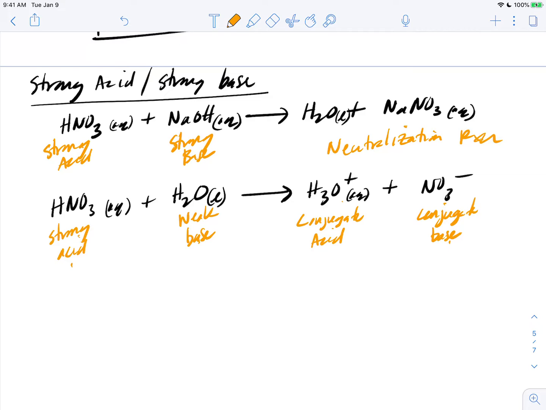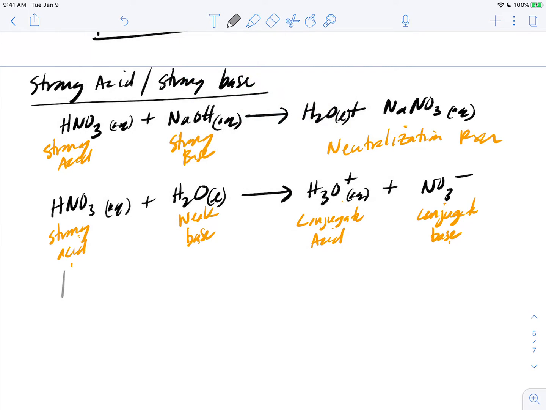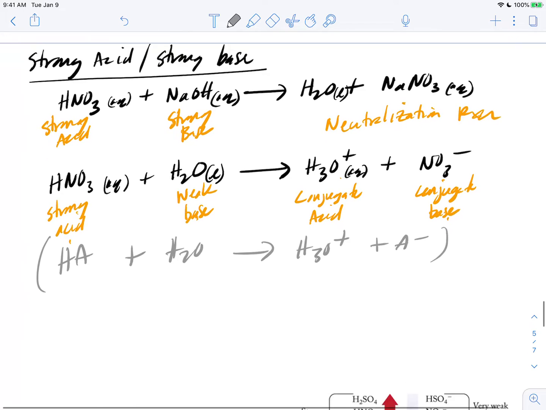Okay, so this basically is equivalent to, we'll do it in gray, HA plus H2O coming to form H3O plus A minus. So this is what we've already talked about. This is defining a strong acid, or we could do the same thing with a weak base. Now, when we want to predict this, we would predict based on the strong acid that the products would be favored.